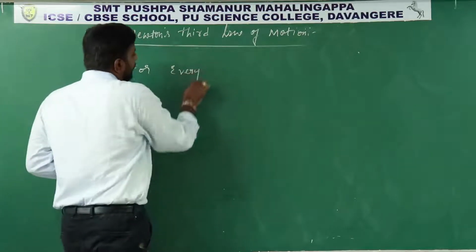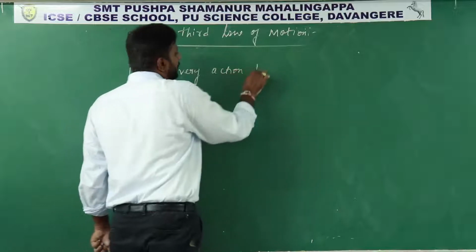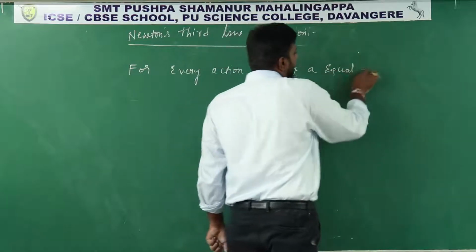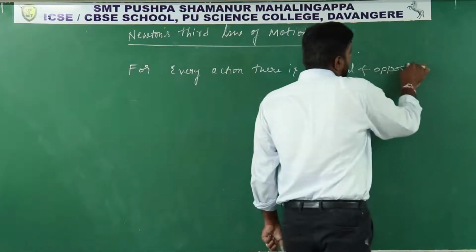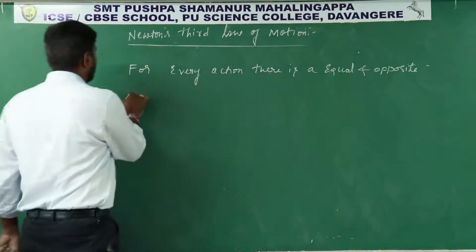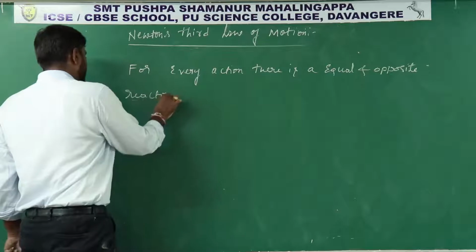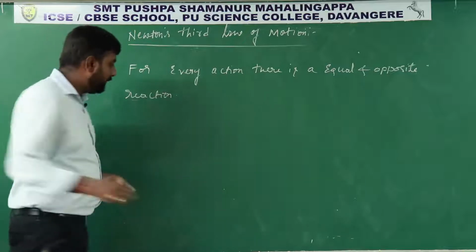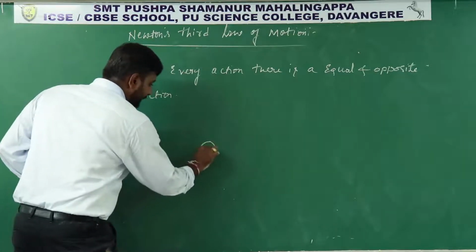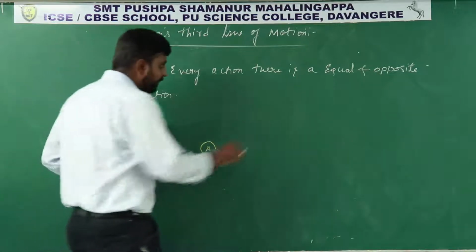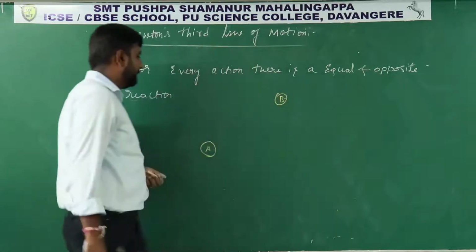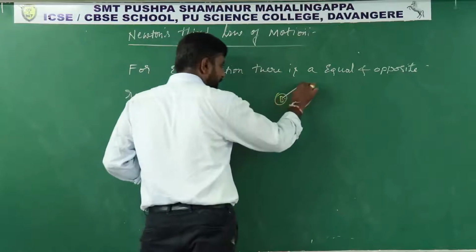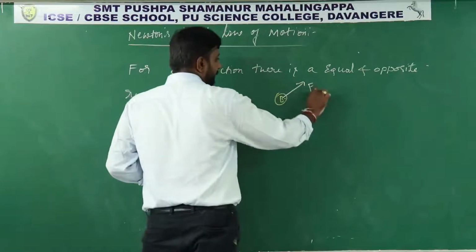For every action there is an equal and opposite reaction. This is what? Newton's third law of motion. So let us take an example. This is an object, a body A, and this is a body B. Suppose the body A applies a force on this body B. Let us take that force as FAB.